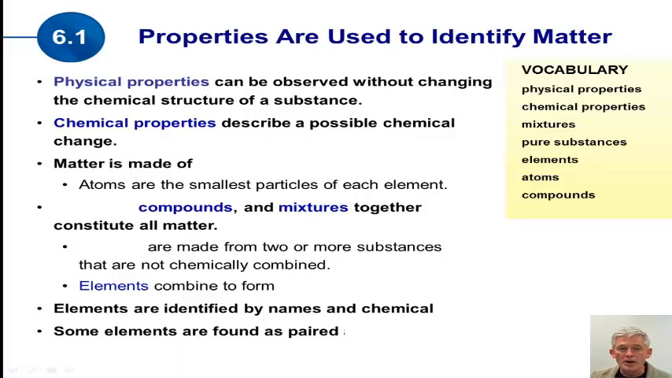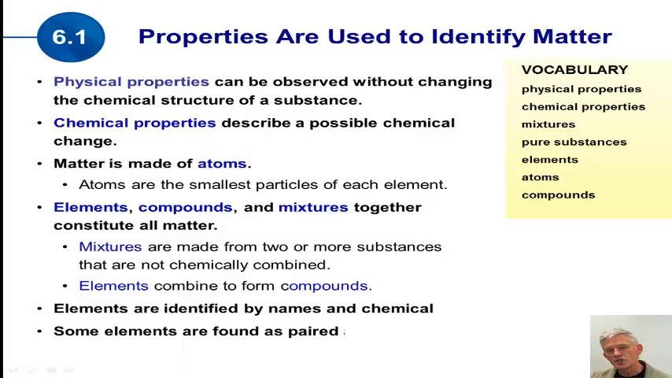Matter, you are made of matter. You matter too, but hey, matter is made up of atoms. Atoms are the smallest particles of each element. Elements, compound, and mixtures together make up all matter. Mixtures are made from two or more substances that are not chemically combined. Think of raisin bran. You can actually pick out the raisins if you don't like them.